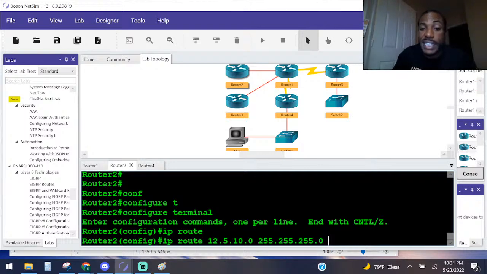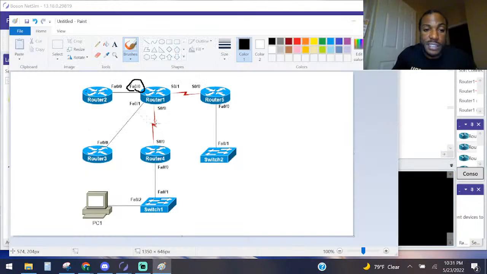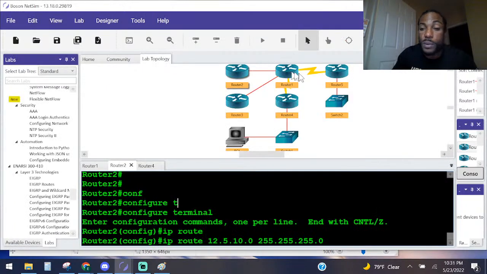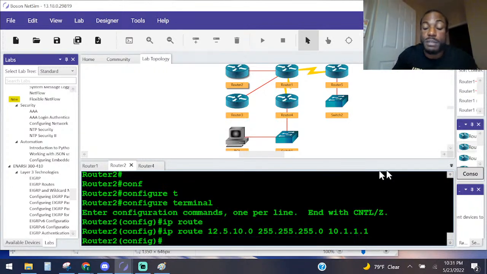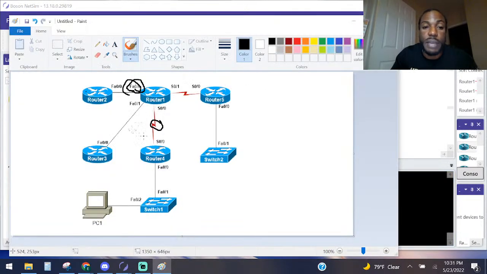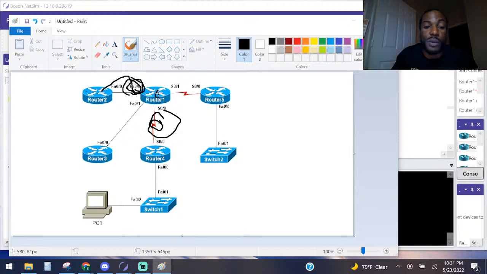So now he's saying, to make it to this network, take this as the next hop. What's that IP address? It was on router 1's FA0/0 interface, which I forgot. I should go on there and check, but it's 10.1.1.1, right? That is the next hop to make it there. So he's gonna make it to router 1 to make it to this network, right?